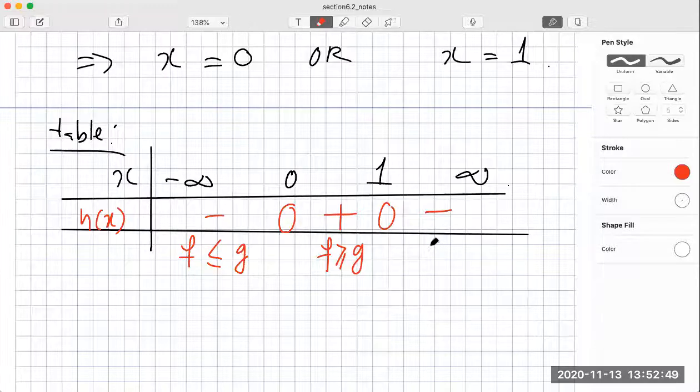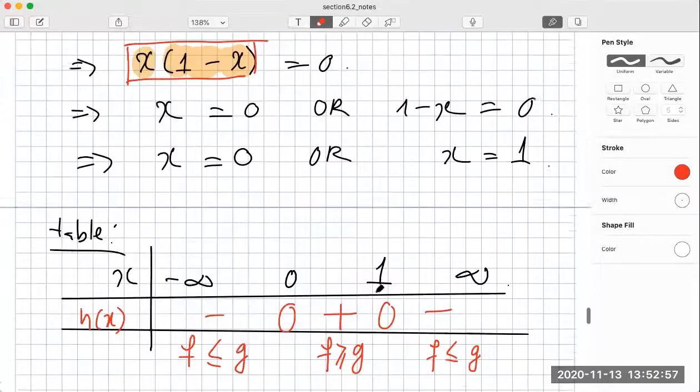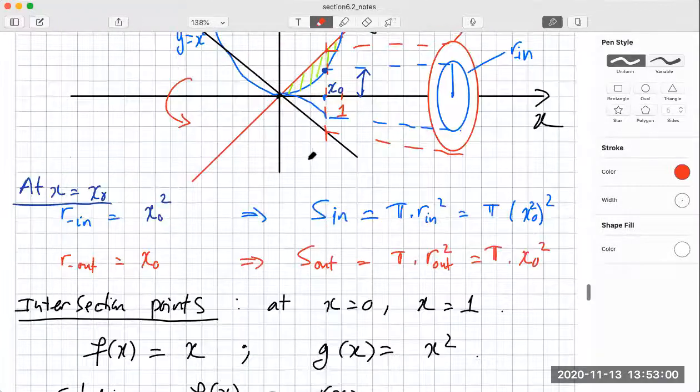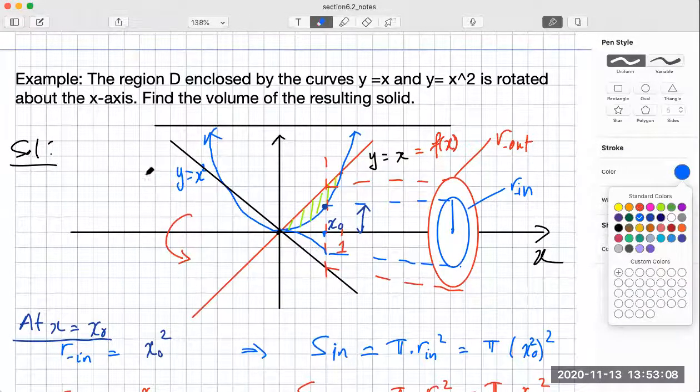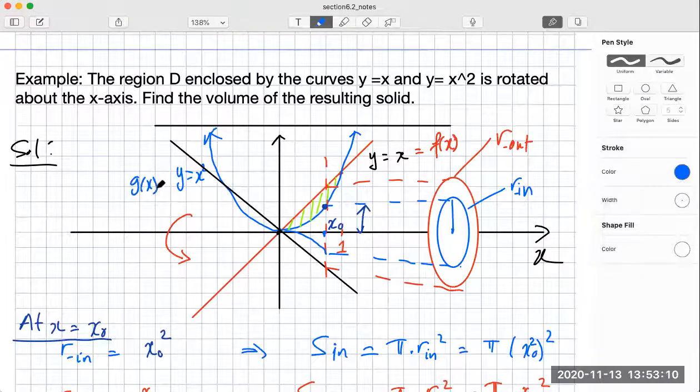And similarly, f is smaller than g in the interval from 1 to infinity. It makes sense here. See, in the graph here, the function f of x is this guy, and this guy is g of x, equal to x squared. In the interval from 0 to 1, f is larger than g, so it is on top of g here, right?